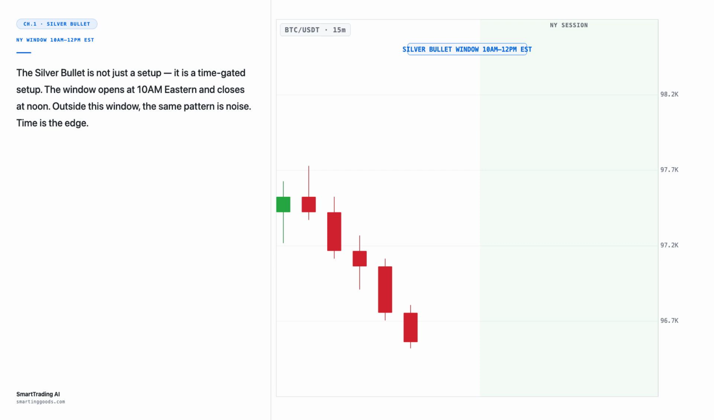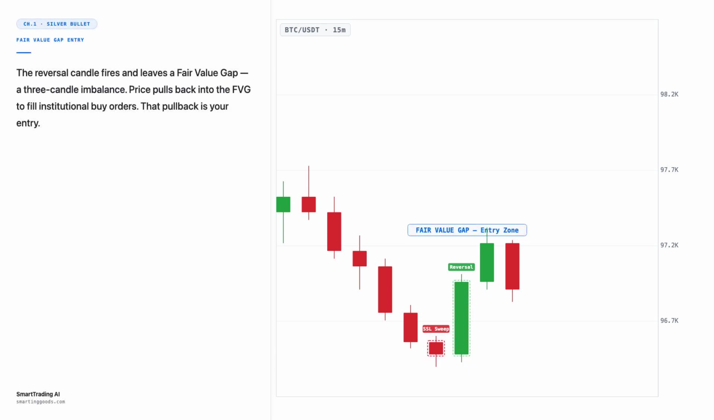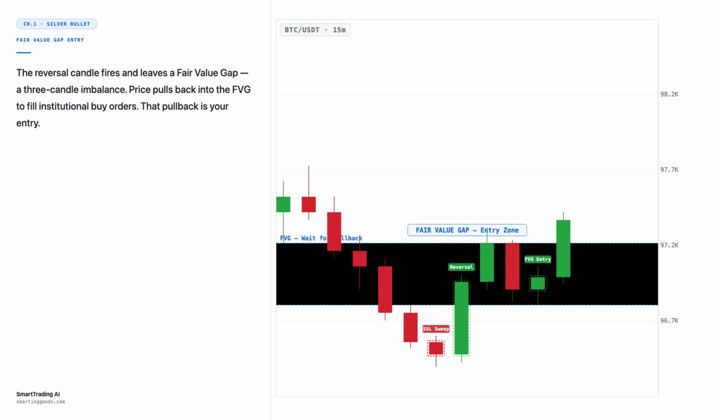Here is what you are watching for inside that window. First, price sweeps the sell-side liquidity below a prior swing low. This is the stop hunt. Retail shorts are liquidated. Retail longs have their stops triggered. Institutions are buying here. The fast reversal off the sweep creates a fair value gap on the way up. A 3-candle imbalance where the institutional buy orders left a footprint in the chart. That FVG becomes your entry zone.